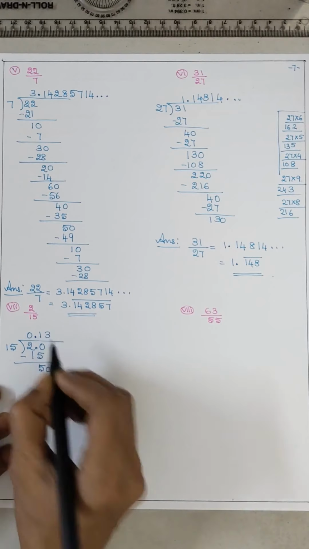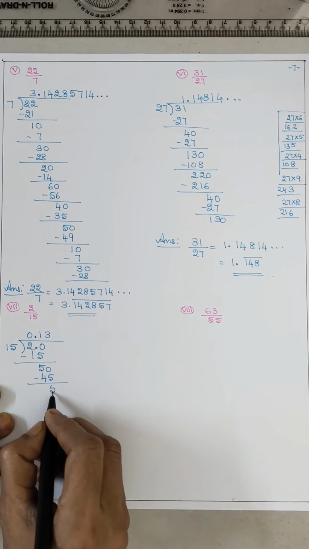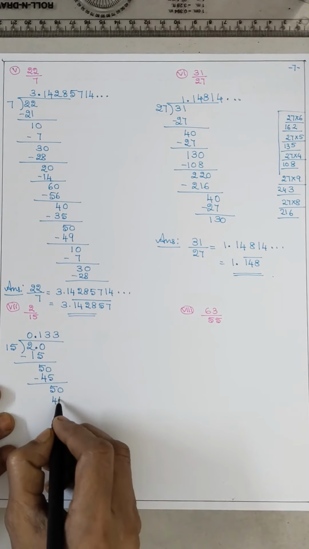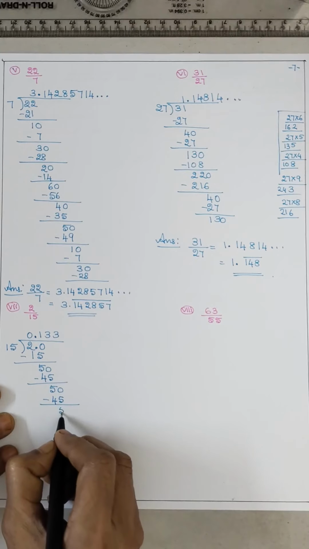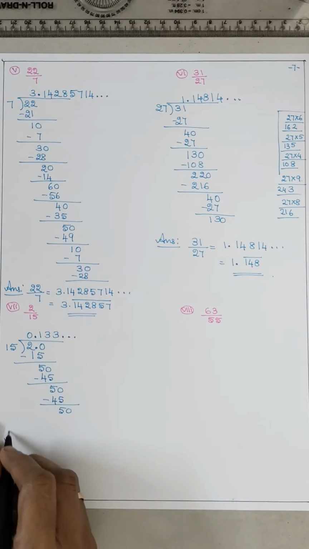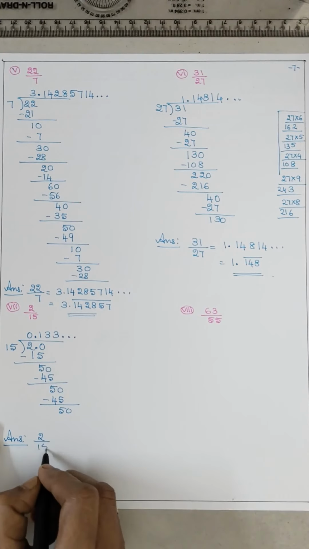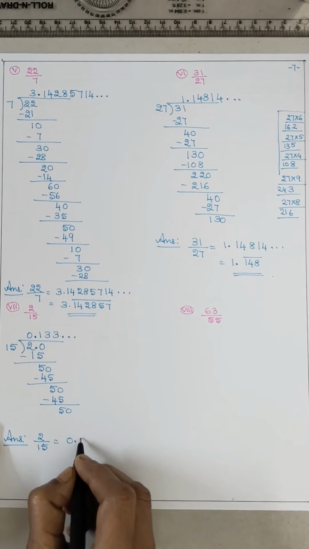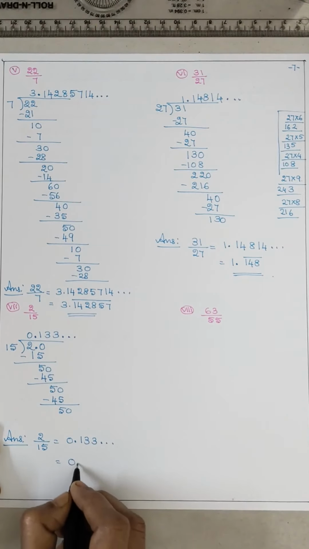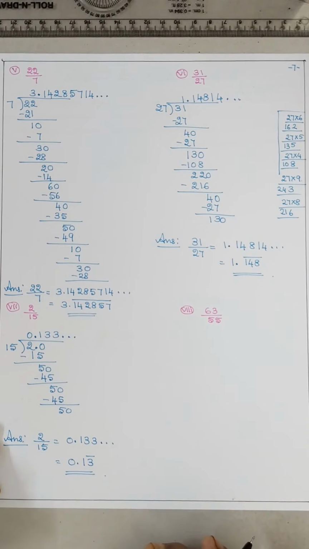15 3s are 45. 50 minus 45, 5. Take an extra 0. Again it is 3s are. So it is repeating, isn't it? So 3 is repeating. Answer, 2 by 15 is equal to 0.133, repeating. So 0.133 के ऊपर बार.